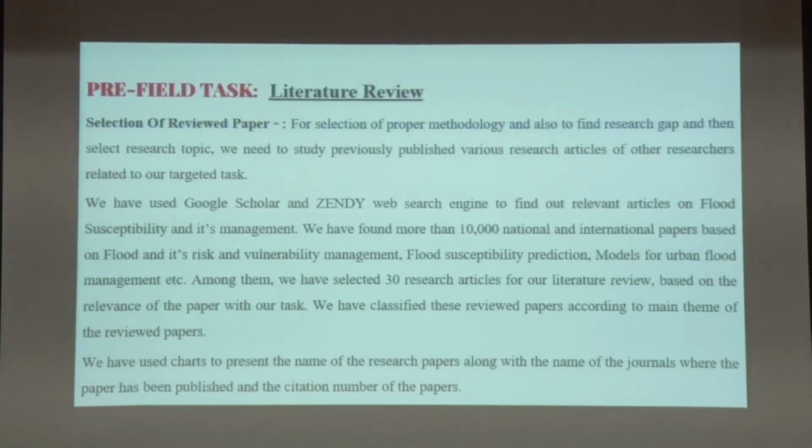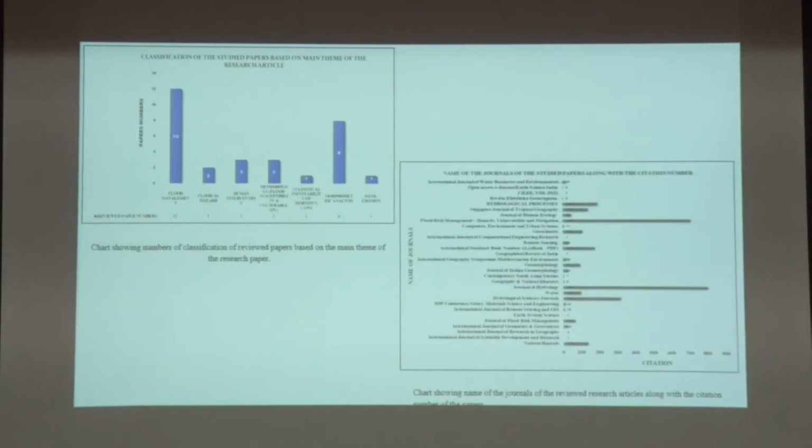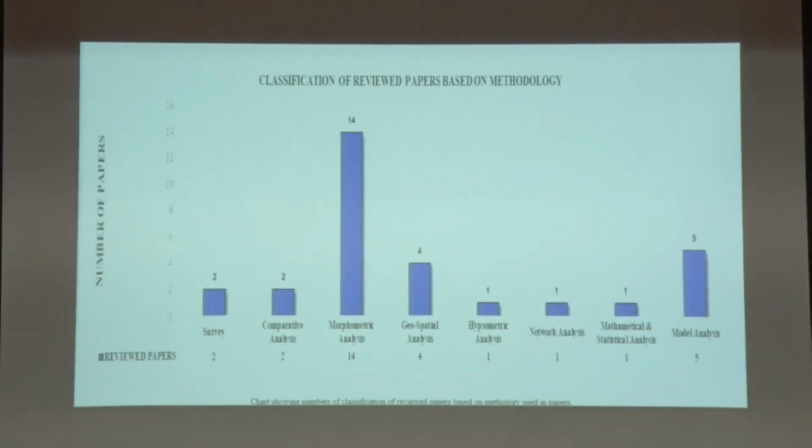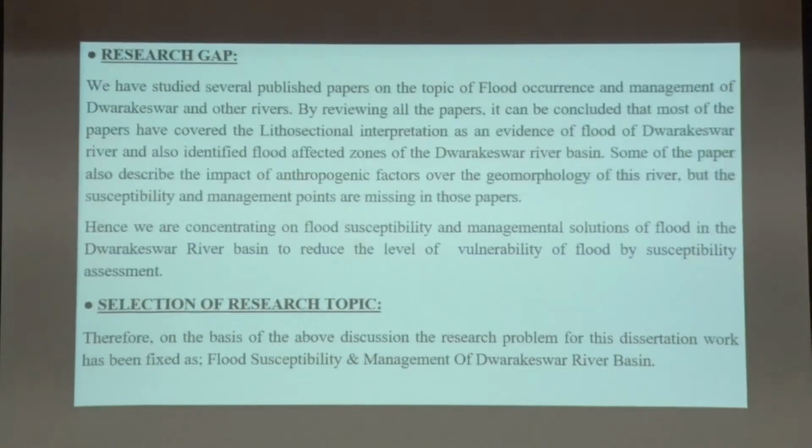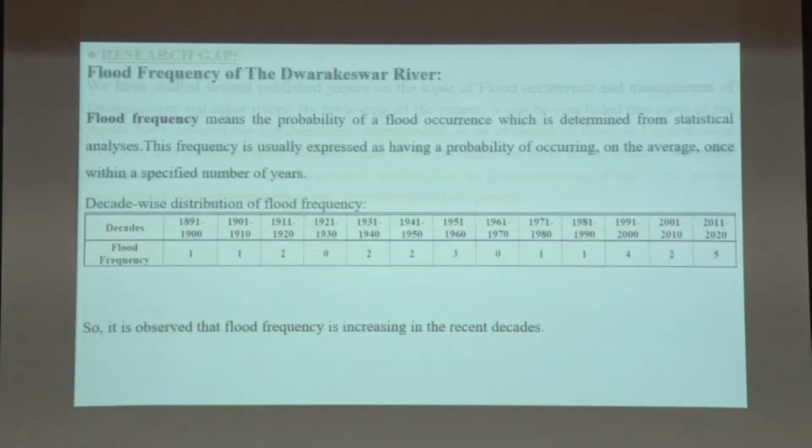This is the literature review we have done. We have reviewed a total of 30 articles, and with diagrams, we have classified our papers in terms of the topic of the research article and types of journal. This is the methodology-based classification. And in the case of research gap, we have found that no previous work has been done on the susceptibility and management of the Darukeshwar, so we have chosen this as our topic.